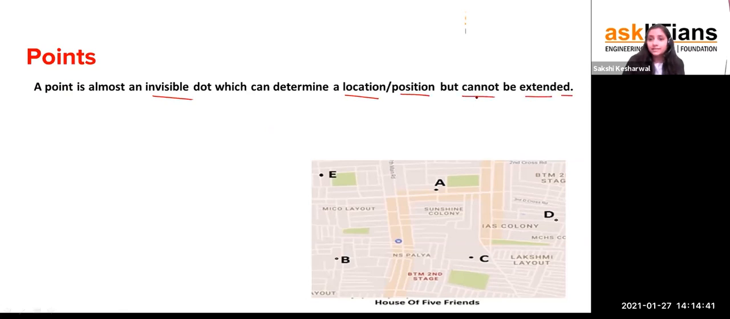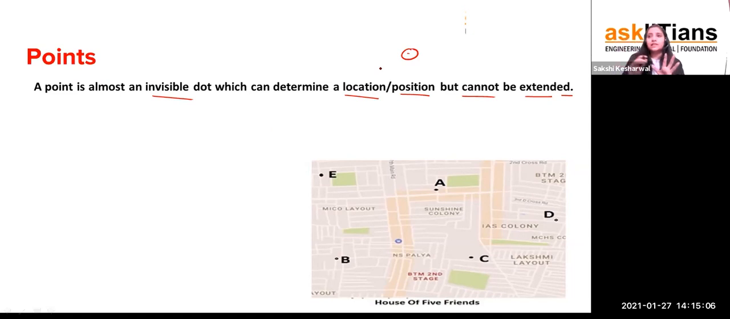but cannot be extended. Right now, can you see the pen? I just made a dot. Can you see this? The outside one is a circle, but this one is a dot. If you take the nib of a pencil, the nib is again a dot.